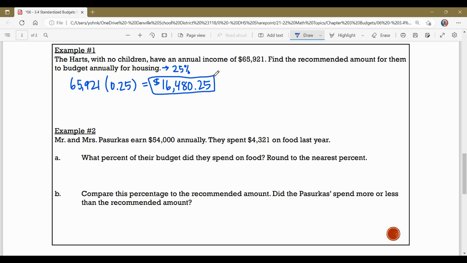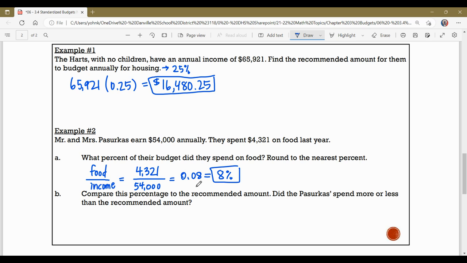All right, so when I want to find the percent of their budget they spent on food, I'm going to put how much they spent for food on top of a fraction and the total amount of money that they earned on the bottom. So I'm going to take $4,321 and divide by 54,000. This is going to give me 0.08 or 8%. Remember, to change a decimal to a percentage, you move the decimal 2 spots to the right. It's the opposite of what we've been doing.